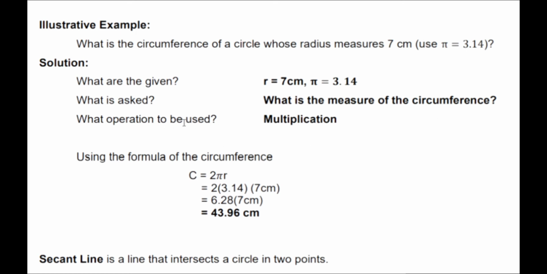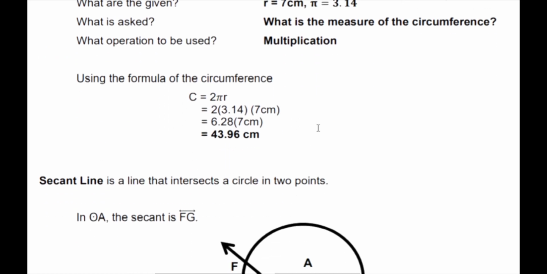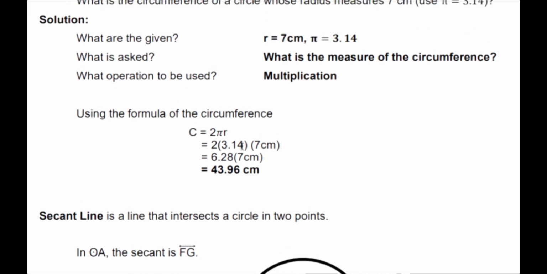And what operation to be used? We have multiplication. So using the formula of the circumference, we have the circumference is equal to 2 pi times R, where R is the radius. So we have 2 times 3.14, and the radius is 7 cm. So we have 2 times 3.14 is 6.28 times 7, 43.96 cm. So 43.96 cm is the measure of the circumference of the circle.